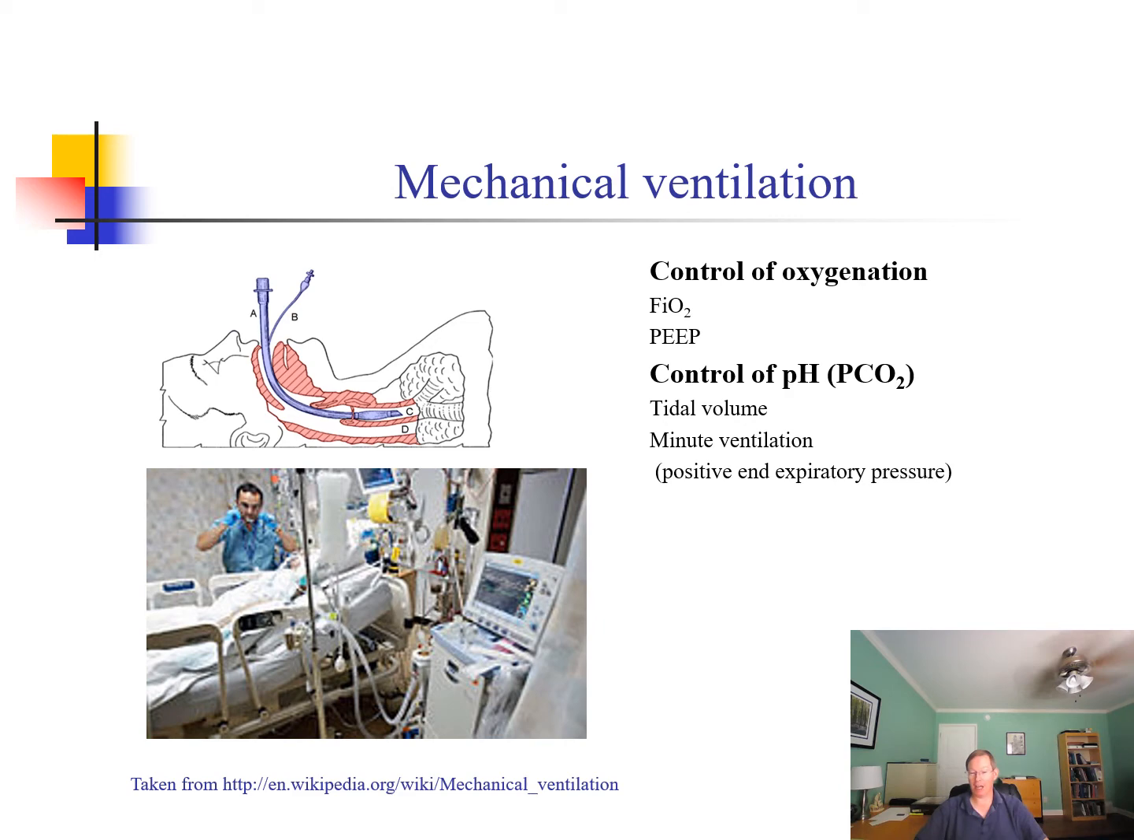When that happens, I might have to put them on a mechanical ventilator where I control the volume and the rate at which they're ventilating, and I can do this to control their PCO2 level. I can give them a certain fraction of inspired oxygen that allows me to control their oxygenation. There is another thing called positive end expiratory pressure, called PEEP, that basically is involved in keeping the alveoli open and therefore exchanging gas, that also does control oxygenation.